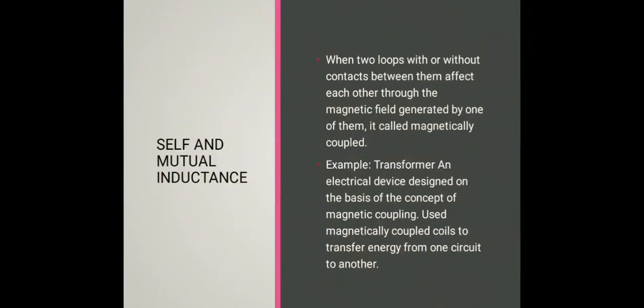Self and mutual inductance. When two loops, with or without a connection between them, affect each other through the magnetic field generated by one of them, it is called magnetically coupled. Example: transformer. An electrical device designed on the basis of magnetic coupling uses magnetically coupled coils to transfer energy from one circuit to another.